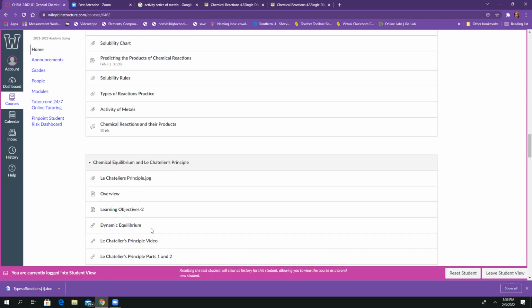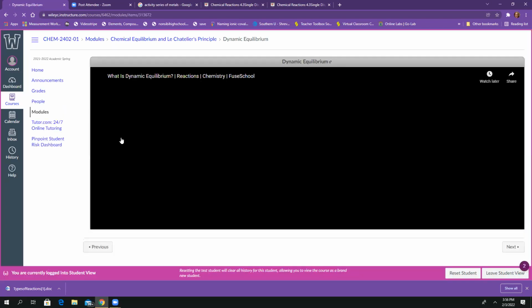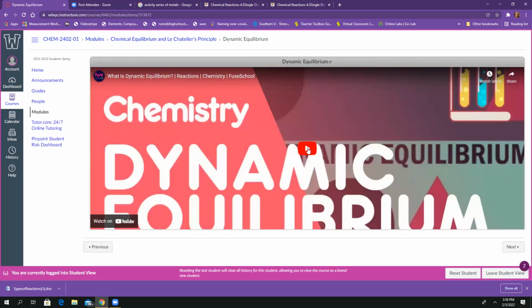All right. So the next thing we're going to look at is Le Chatelier's principle. This one is a very interesting little guy. And when you look at Le Chatelier's principle, it's all about equilibrium. And dynamic equilibrium is something interesting. And I'm going to show you, because this is a link so that you can actually see the video.